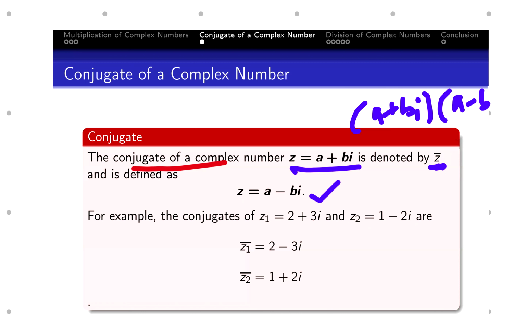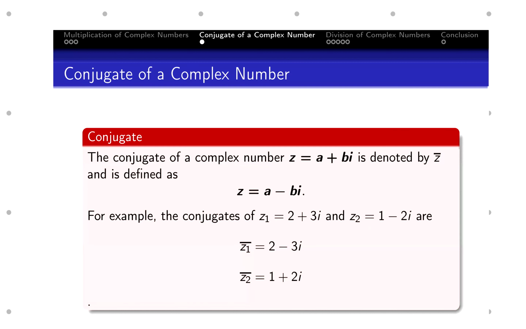Okay, so that's the idea of conjugate. Just change the sign and you get the conjugate. Don't forget that bar z is a minus bi, the conjugate of a plus bi. For example, take z1 equals 2 plus 3i and z2 equals 1 minus 2i. For z1, the conjugate z1 bar is 2 minus 3i. For z2, the conjugate z2 bar equals 1 plus 2i. Just change the sign in the center and you get the conjugate. Very simple concept.